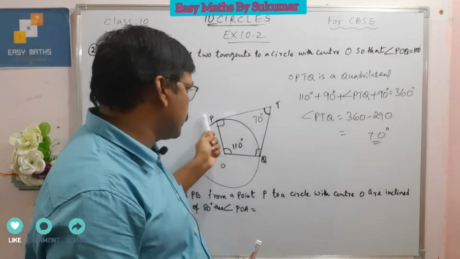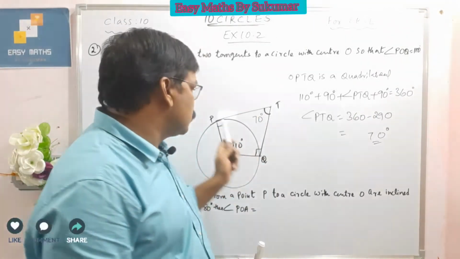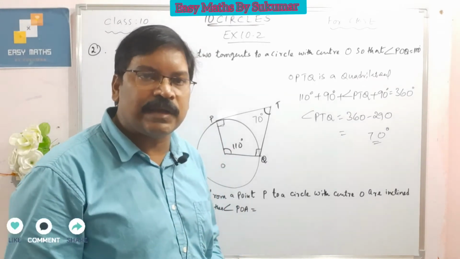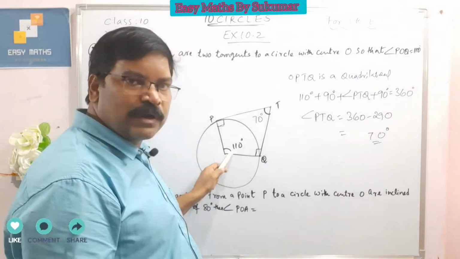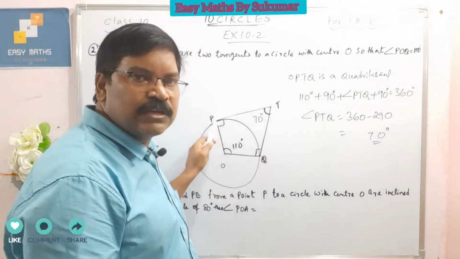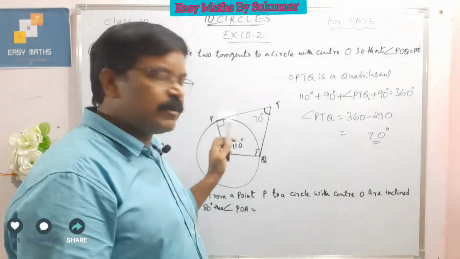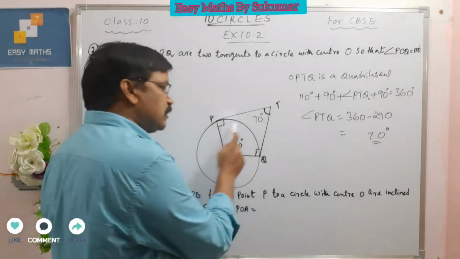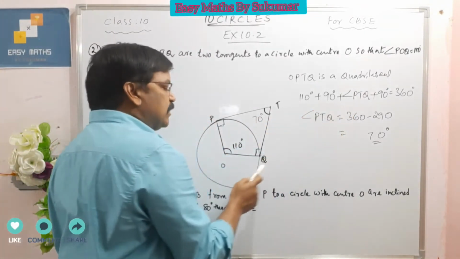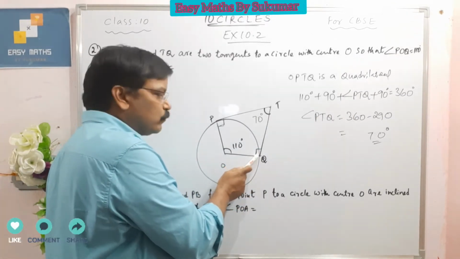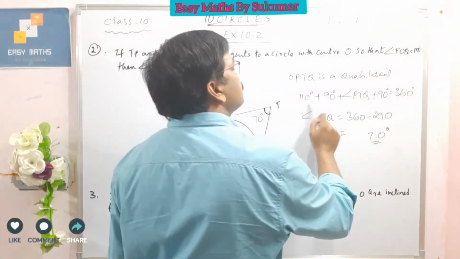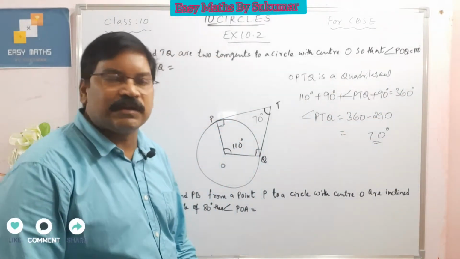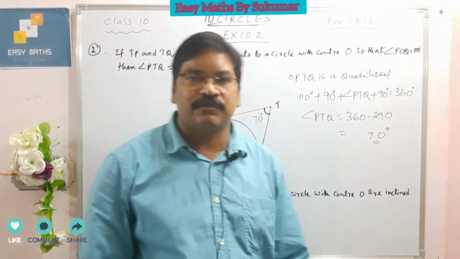Here this OPTQ is a quadrilateral. So the sum of the four angles of a quadrilateral is 360 degrees or four right angles. So my dear students, this angle is 110, but this angle is 90. Why is it 90? The angle between the tangent and the radius at the point of contact is 90 degrees. So 90, this is unknown, that is angle PTQ, this is 90, again 90. So 110 plus 90 plus 90 is 290. So 360 minus 290 is 70 degrees.